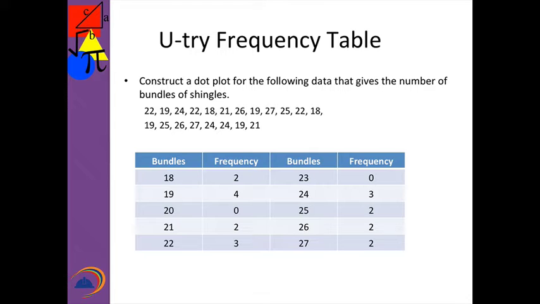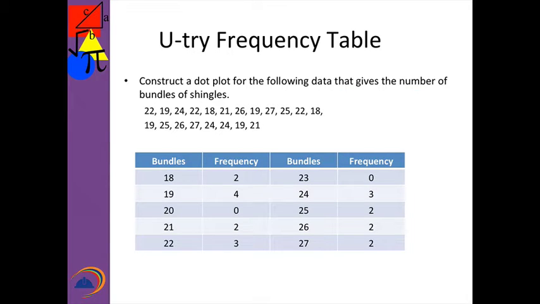All right, just make sure, with a dot plot, you don't have to start at 0. Just start at the very smallest number you have. The smallest number we had was 18 bundles. Now, construct a dot plot. Make the axes and put the dots on them. All right, we'll pause while you do that. I'll meet you back here in a couple minutes.